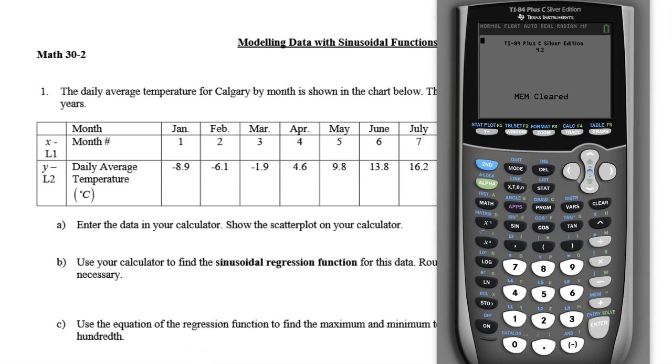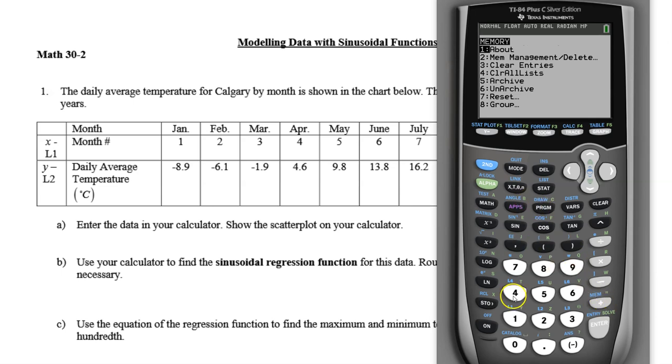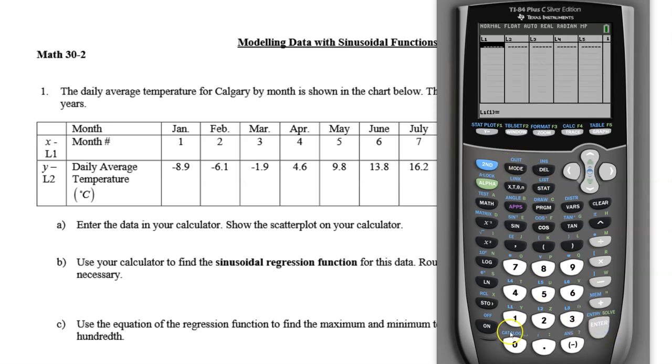So I'll start it out, and then I'll just finish it. So second plus, and I'm going to use number 4, clear all lists, just in case you had stuff. You could just clear your calculator and start over, or clear all lists. So we go to stat, and number 1 is edit. That's what we want, edit. And in L1, we're going to put 1 through 12.